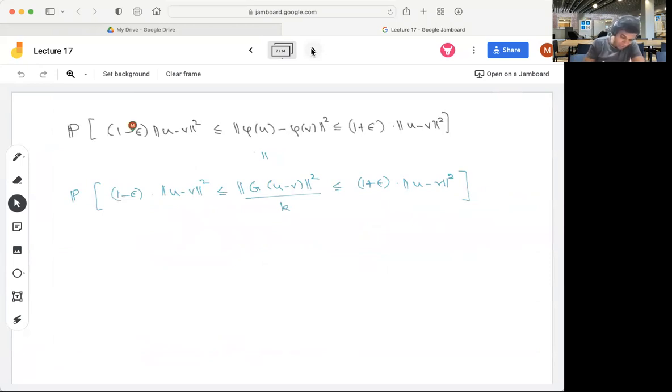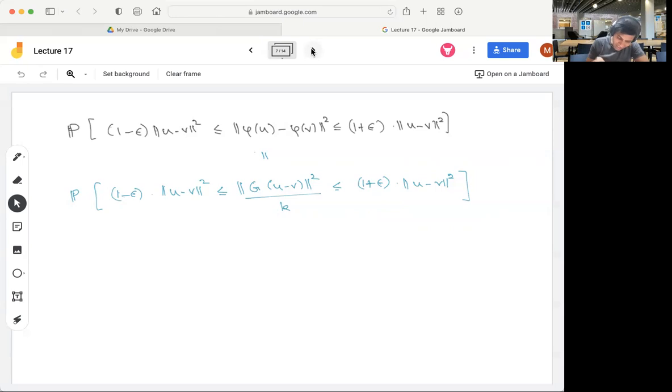And now let's modify the statement a little further so that it becomes a little cleaner to work with. Let's recall what our definition of the linear transformation phi was. This was just G divided by root k, the matrix G with every entry divided by root k. And so phi of u minus phi of v is nothing but G times u minus G times v, divided by root k. And so the norm squared is just the norm of G times (u minus v), norm squared, divided by k.